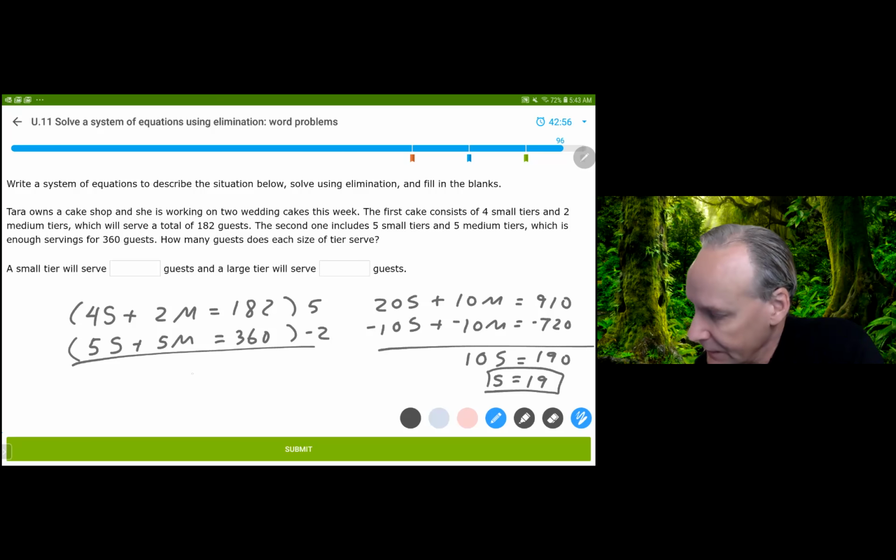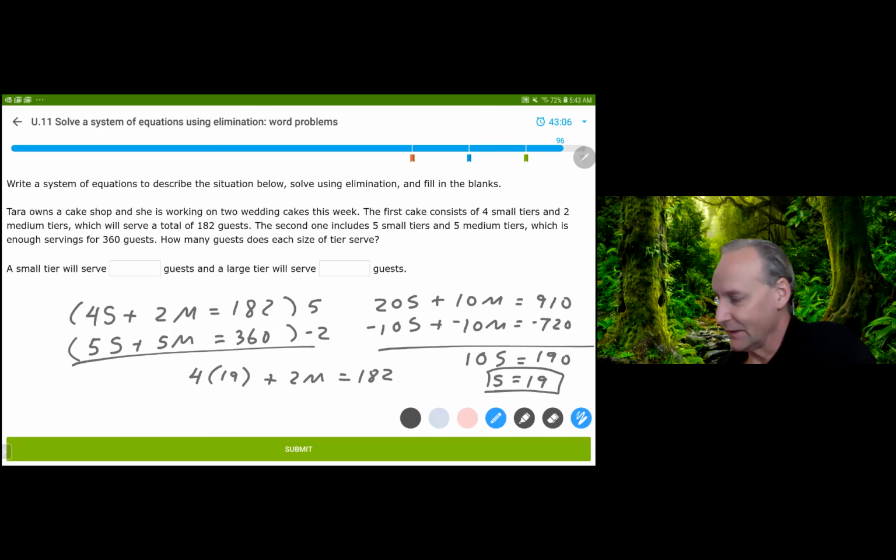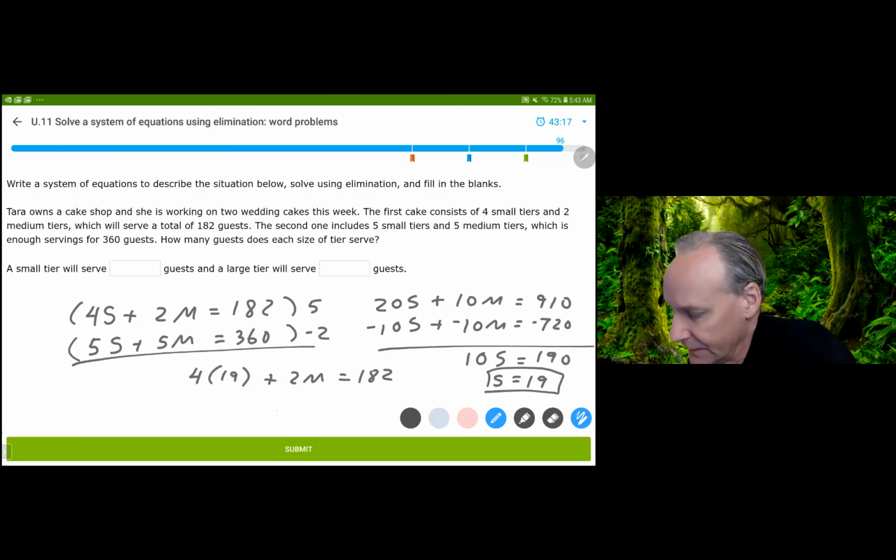So I'm going to use the top equation. 4 times 19 plus 2 times the mediums will serve 182 guests. I'm just going to use my calculator. Minus the 4 times 19, and we're going to divide that by 2. And we have 53 guests for a medium cake.